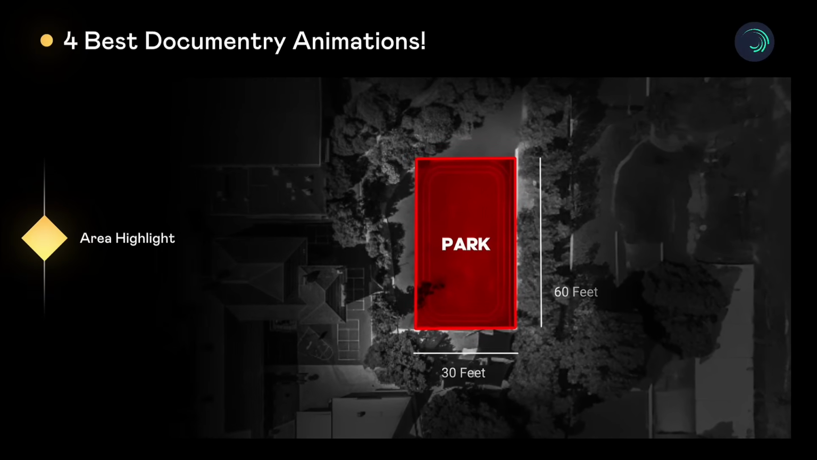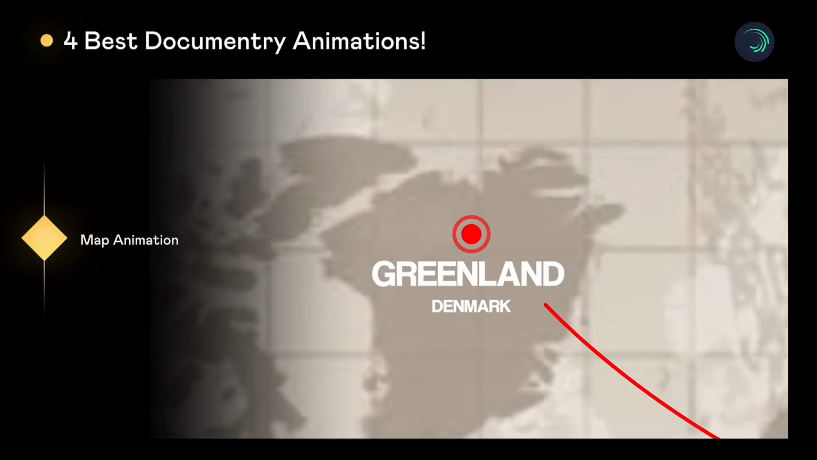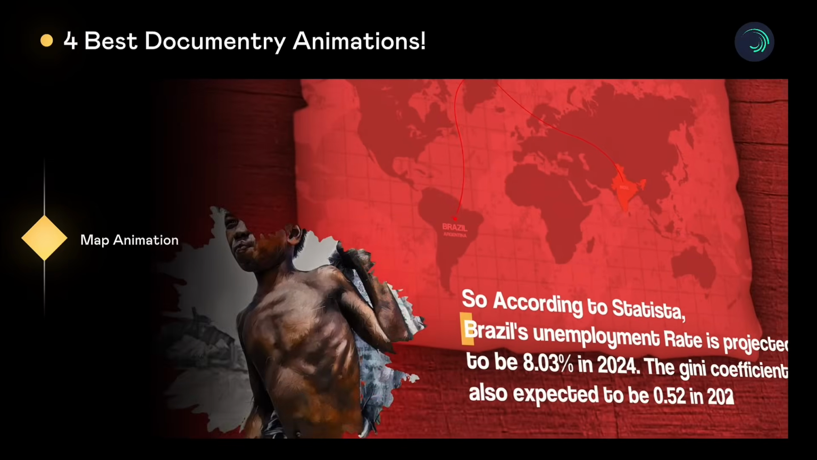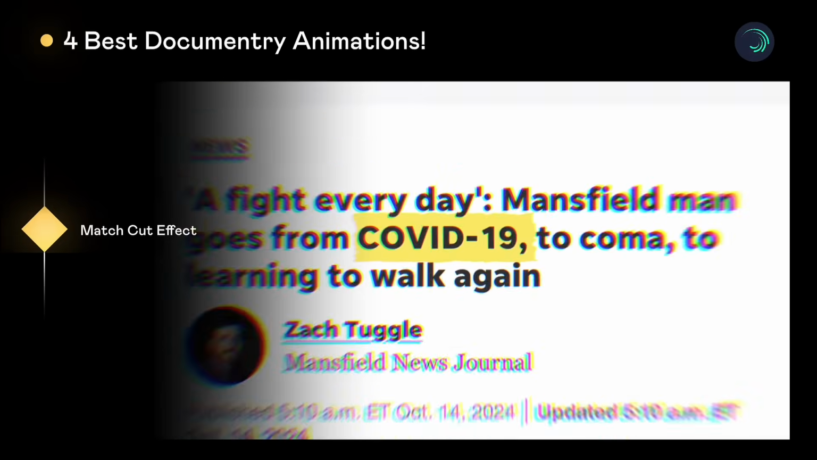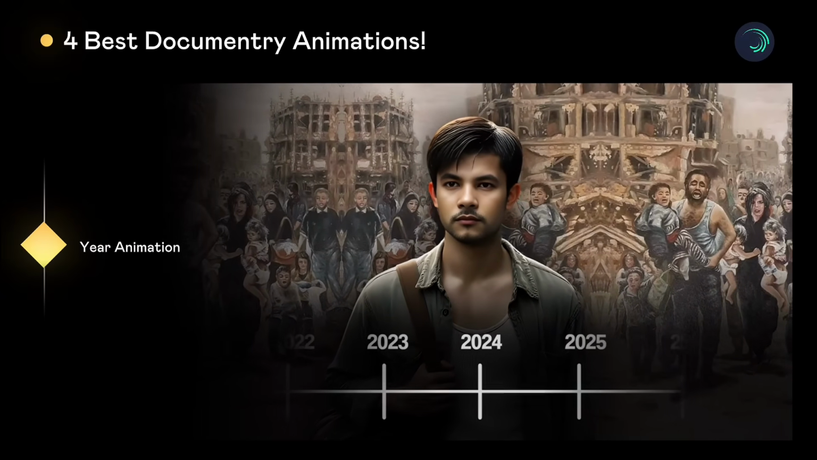First one is area highlight animation and second one is map animation. Some popular creators using this type of map animation in their videos are getting millions of likes. So I will show you how you can create this type of animation on your mobile phone. And third one is match cut effect, and the fourth one is ear animation in 3D. So let's start with Alight Motion.